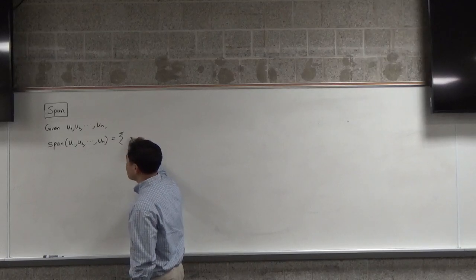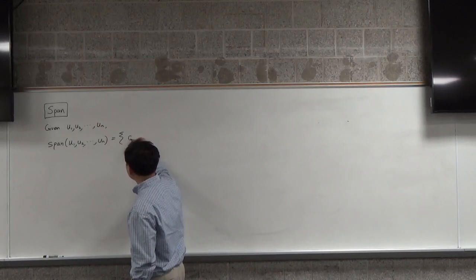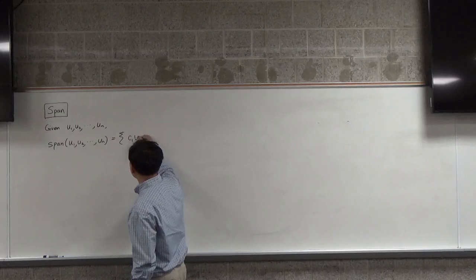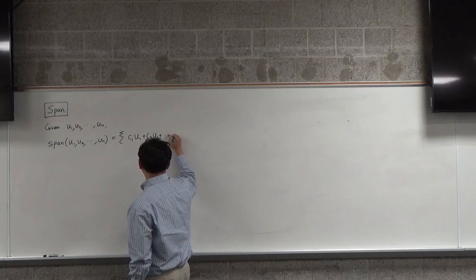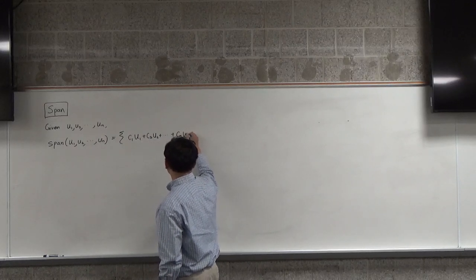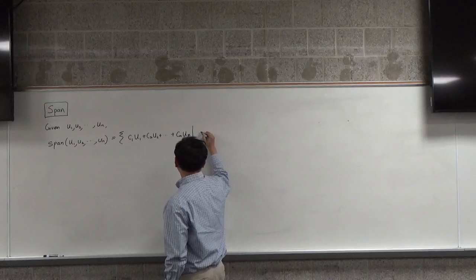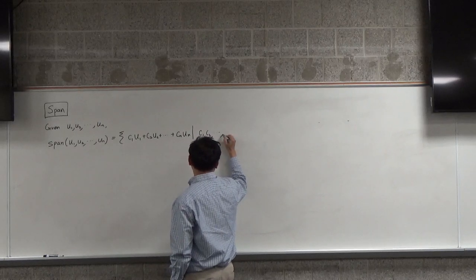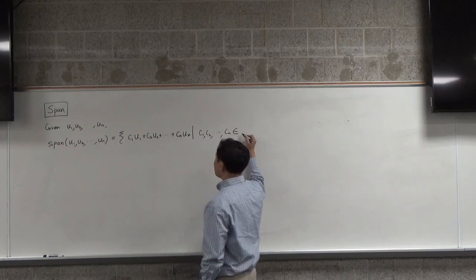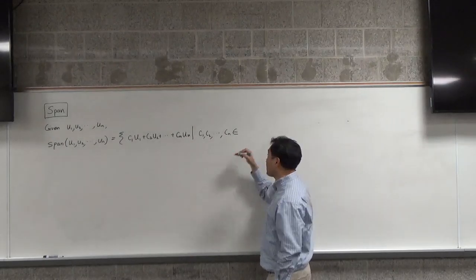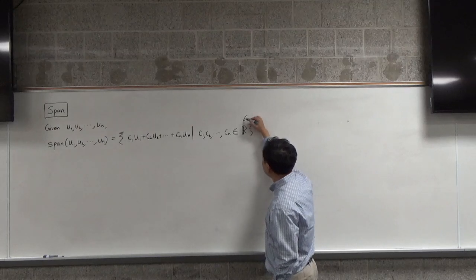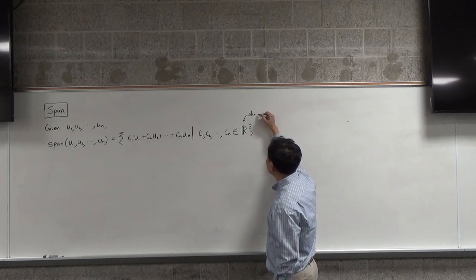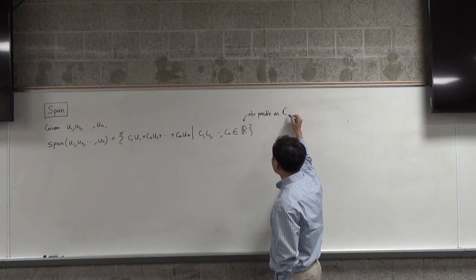Linear combination means there's some constant c1 multiplied by the first vector, another constant multiplied by the second vector, and another constant multiplied by the last vector, where c1, c2, ..., cn belong to the set of scalars. I'll just put R for now, but this could also be possibly C.